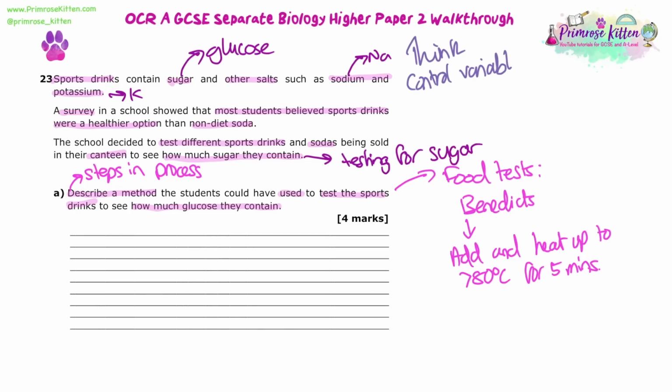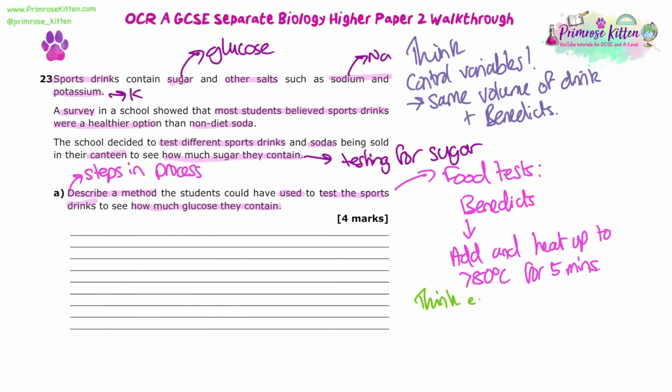So we have to think about control variables when you're writing a method. What are you going to be keeping the same? What do we need to say they would need to measure? What would they need to make sure they kept the same as they did this test to compare the results? So the main thing is to make sure we use the same volume of sports drink for each drink we're testing and the same volume of Benedict's added to each one. So we can say they would measure the same volume of each drink, put it in test tubes, add the same volume of Benedict's to each tube, and then think of equipment.